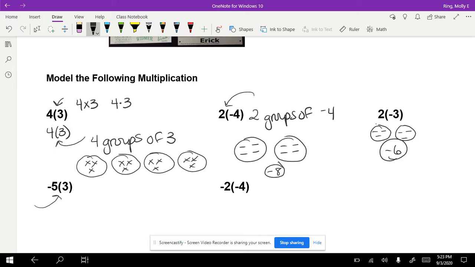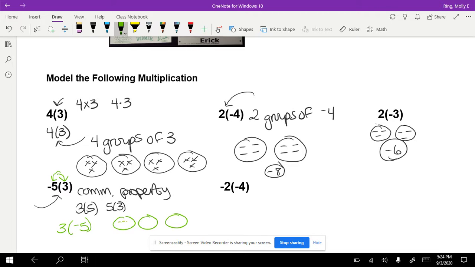Now this is more difficult because you may say, how would I have a negative group? If you remembered the commutative property, the commutative property said that 3 groups of 5 was the same as 5 groups of 3. We could switch the order. That would also work for this. I could switch the order to 3 groups of -5. That would give you a nice visual of 3 groups with 5 negatives in them. 3 groups of -5 would be -15.